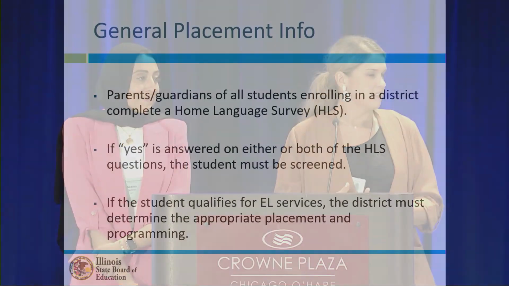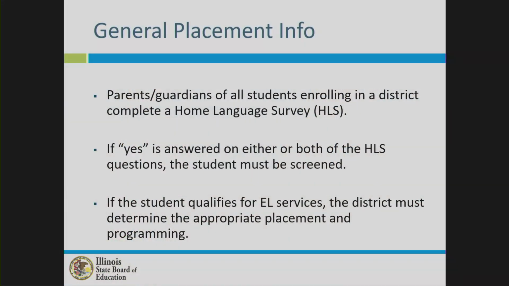Now, there's all sorts of things that come up. What if the child transferred and I don't have their original home language survey? What if they answered something different on this home language survey? What if? The original home language survey is the legally binding document. You should review it. It should be treated seriously when given to parents.